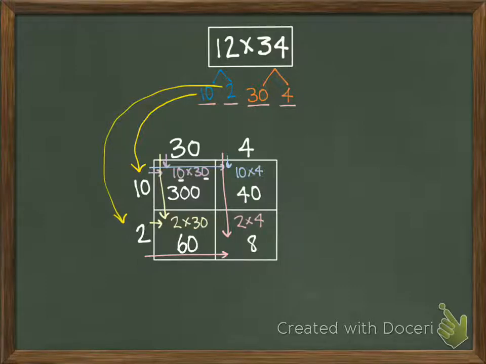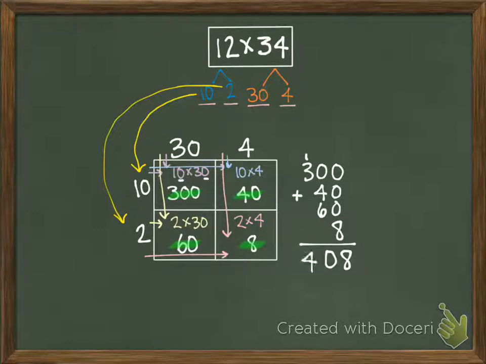Now we've got 300, 60, 40, and 8. Just like how we did our partial product in our 1 by 2 digit multiplication, we're just going to add up all those partial products. 0 plus 0 plus 0 is 0 plus 8, so 8. 0 plus 4 plus 6 is 10, so 0, and then carry that 1. 1 plus 3 is 4. So the total product of 12 times 34 is 408.